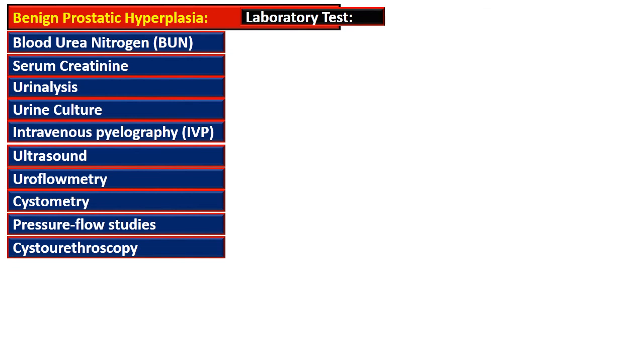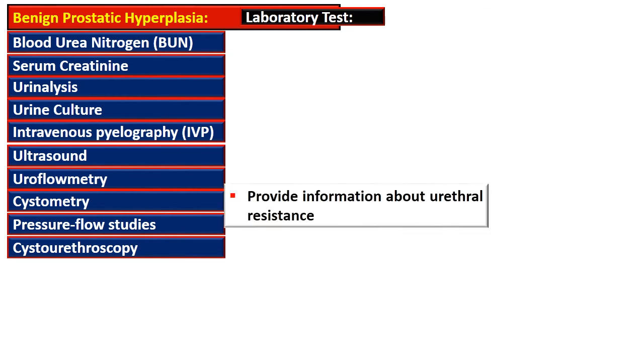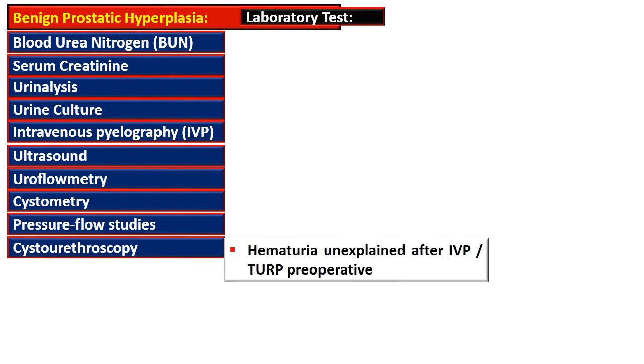Pressure flow studies are simultaneous recording of urinary bladder pressure and urinary flow rates, which give information about urethral resistance. Pressure flow studies identify the patients that are not going to benefit from prostatic surgery because they provide functional information about the detrusor muscle. So they are important tests to provide information about the resistance of the urethra.